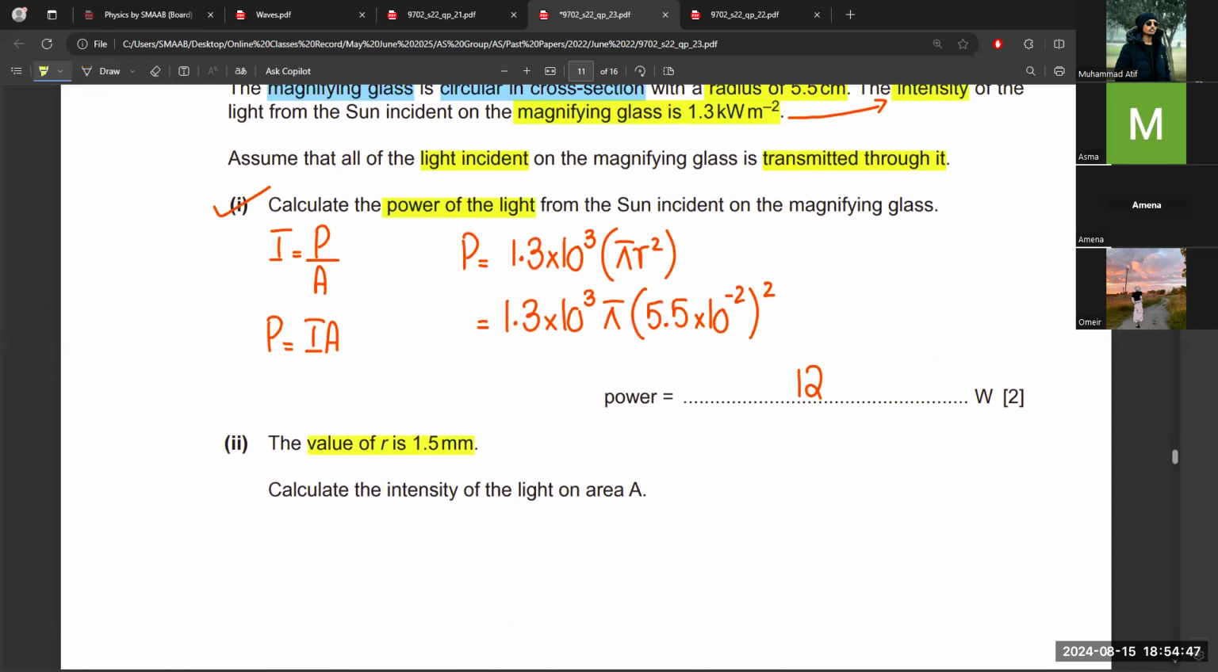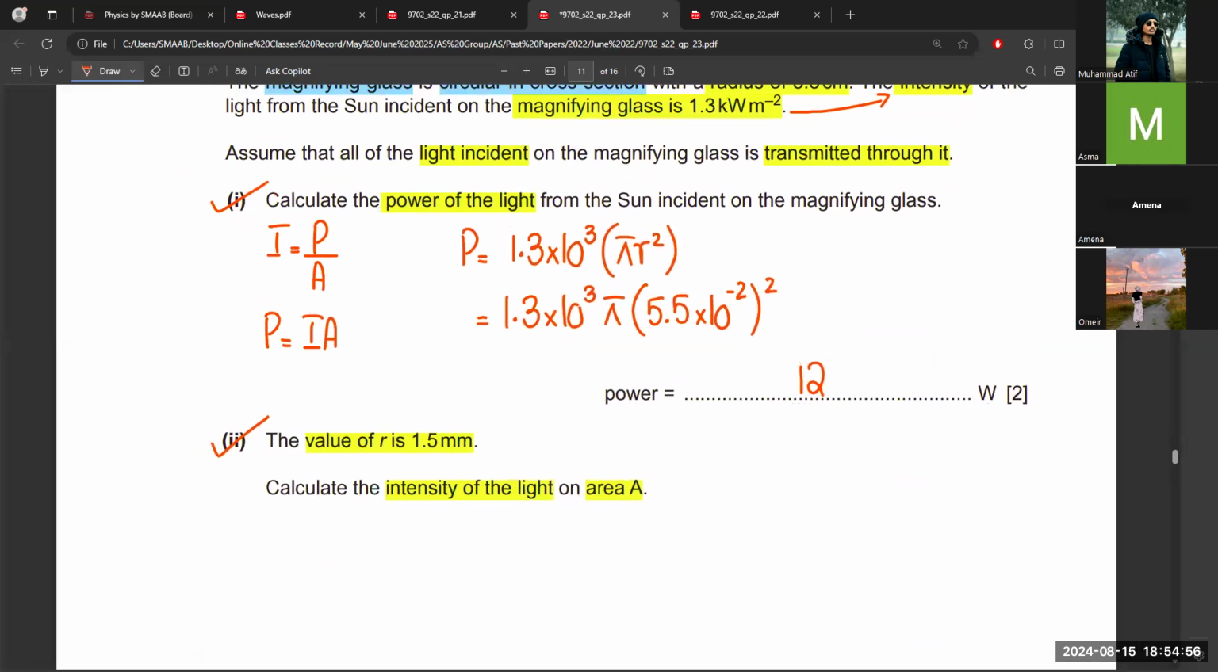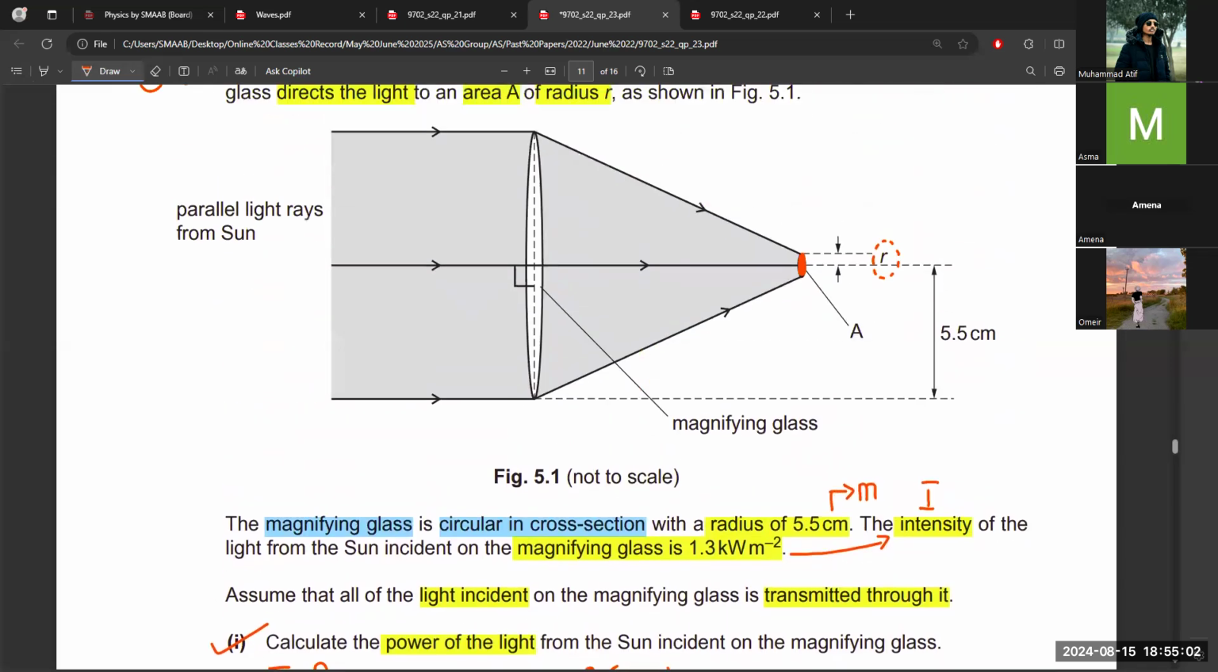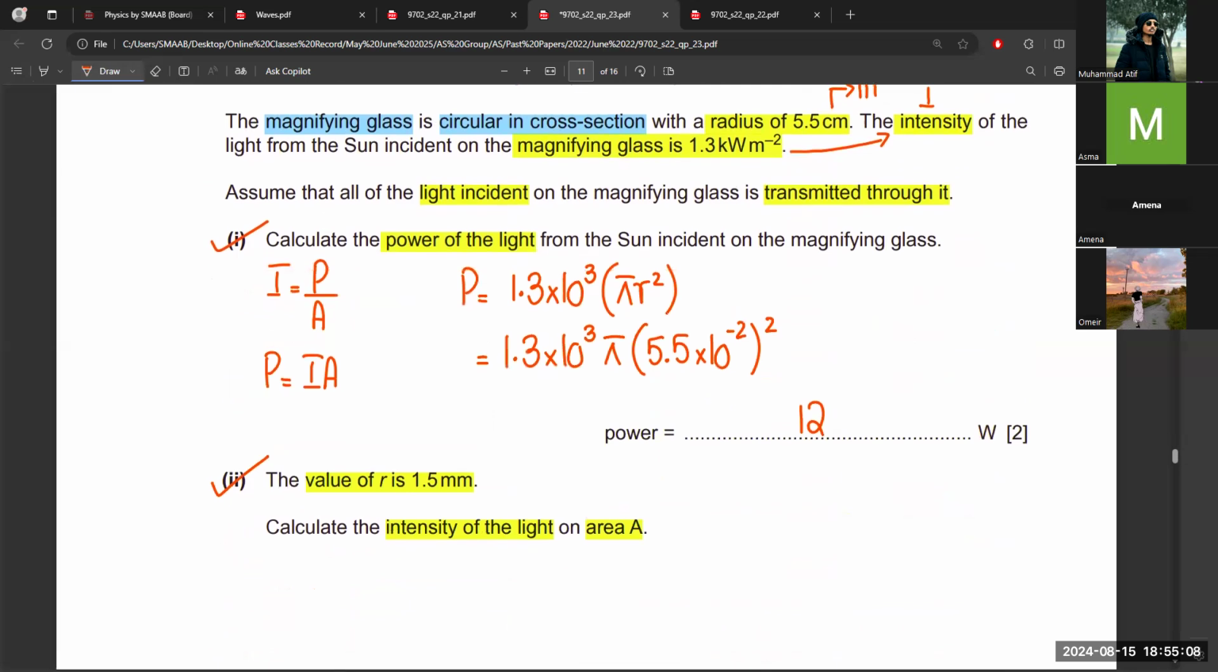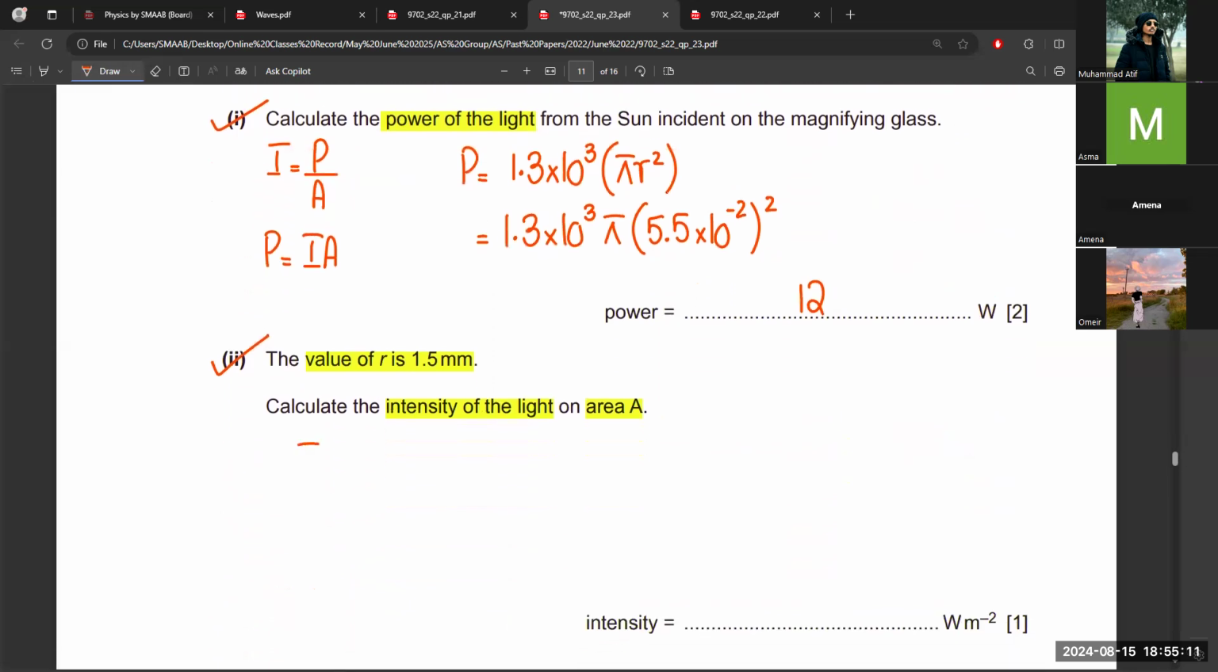Now calculate the intensity of the light on area A. Again, you have to find out the intensity of the light on area A. This is area A. So basically, we know that the formula of intensity remains the same. Intensity is equal to power upon area. And we already calculated the power. Power is equal to 12. Now, again, you have to do the same copy paste method from the previous part because this question is only for 1 mark. Power is 12.